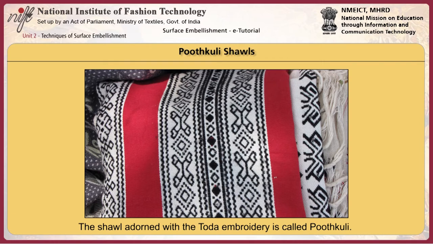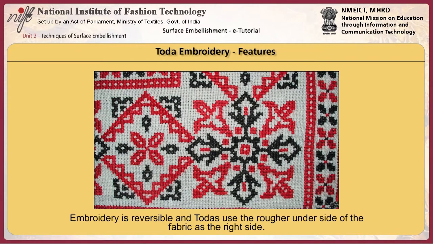This particular shawl has alternate red and black stripes at a gap of 6 inches. The embroidery is done on the stripes of red and black color. Motifs are worked by counting the threads. The embroidery is so fine that it looks like weaving. Embroidery is reversible and Toda uses the rougher underside of the fabric as the right side.